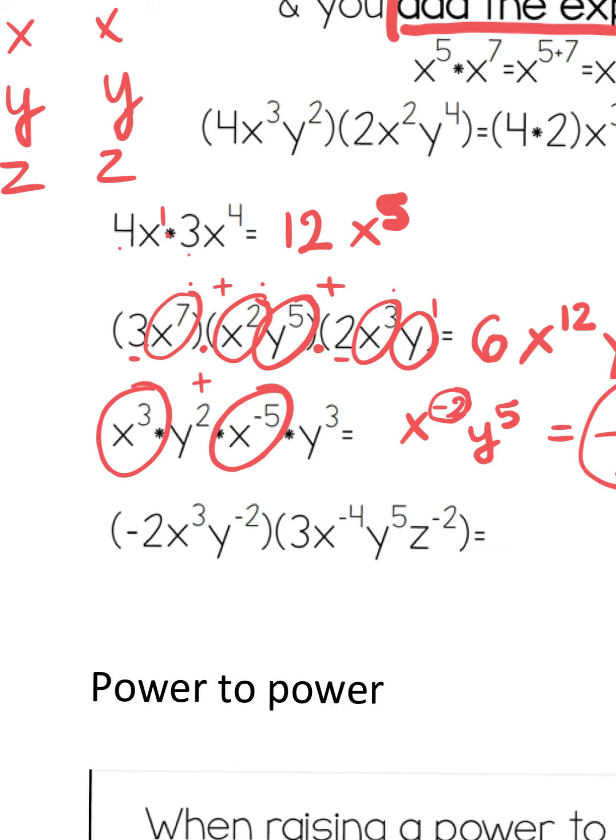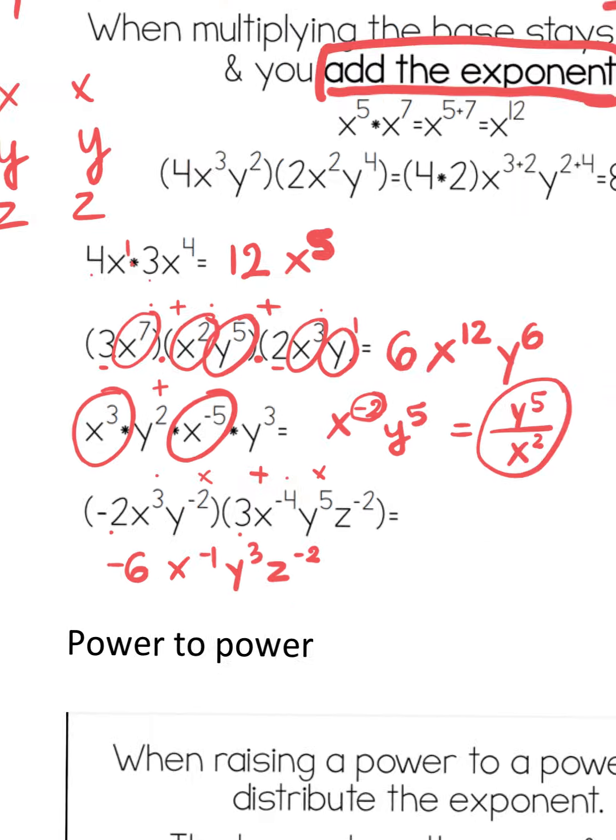Take care of the number first, and then x, and then y, and then z. So negative 2 is a number, 3 is a number, multiply, we got negative 6. Take care of the x, x^3, x^-4. So 3 plus a negative 4 is negative 1. And then y. y^-2, y^-5. We're going to add them up. Negative 2 add 5 is positive 3. Z by itself, so z to negative 2.